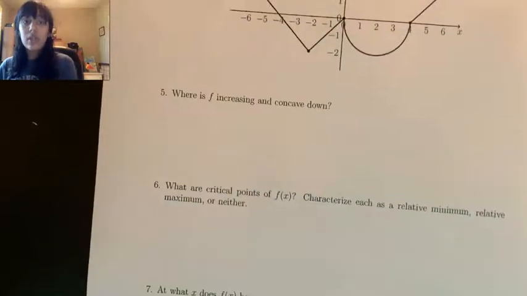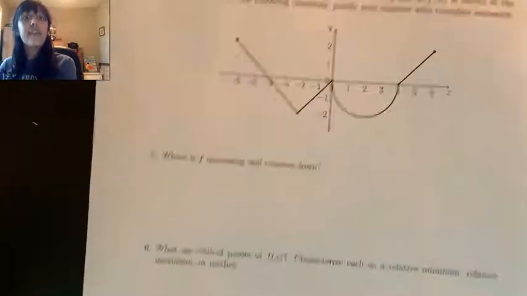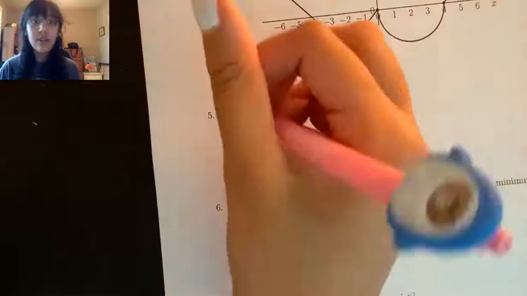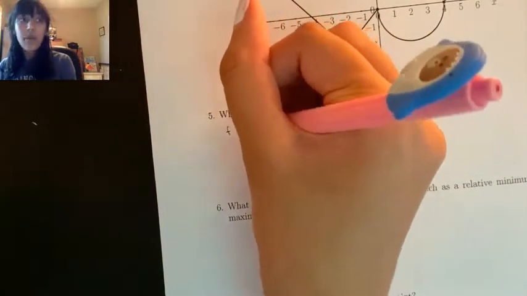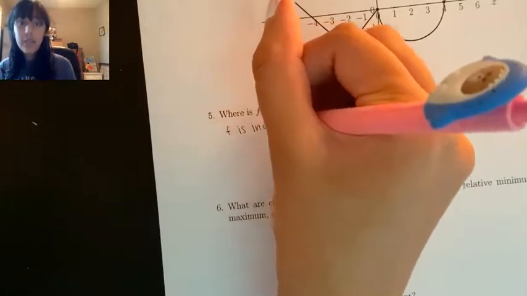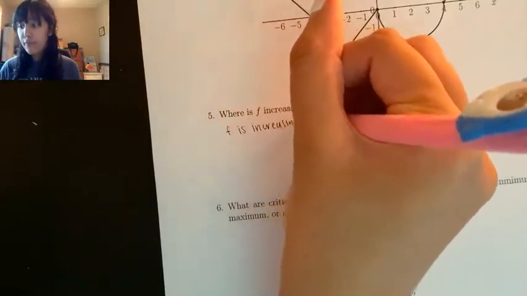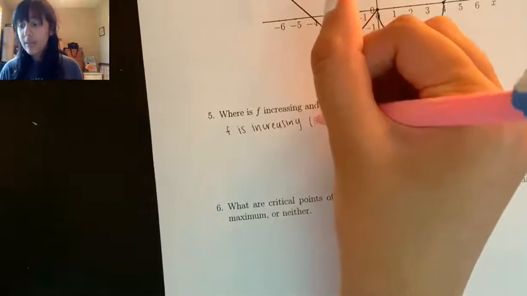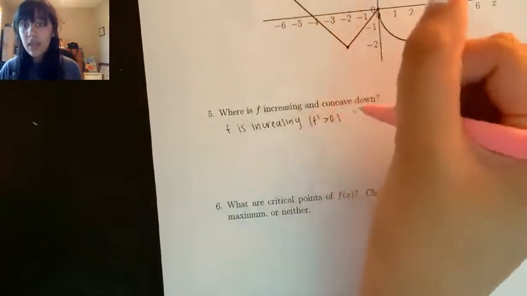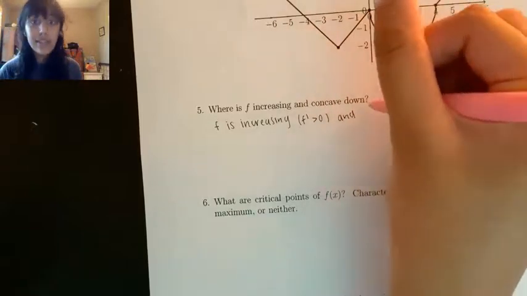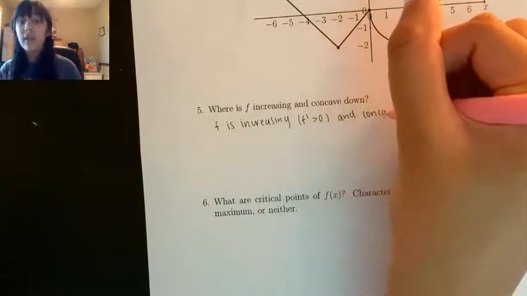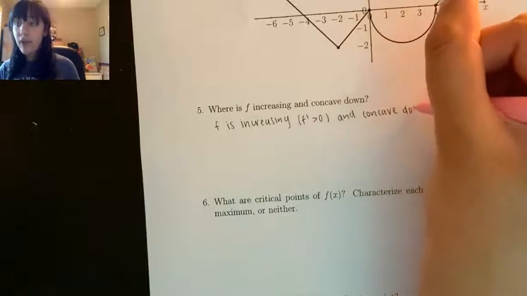And now we're looking at where f is increasing and concave down. So we want it to be both of those things. So once again, the rule is f is increasing whenever f prime is greater than 0, and it's concave down when f prime is decreasing. So we're going to try to find where f prime is greater than 0 and where f prime is decreasing.